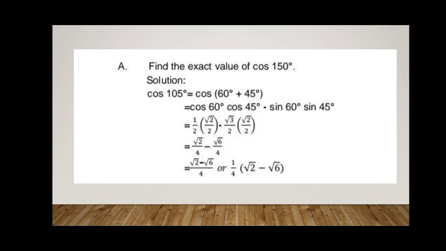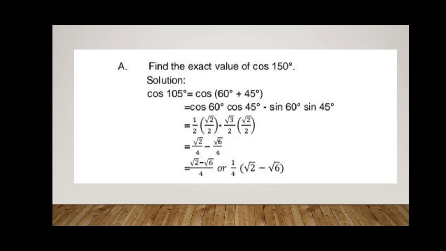Next, our value of cosine 60 degrees is 1/2. So you need to substitute. And our cosine 45 is square root of 2 over 2. And then minus sine 60, the value of which is square root of 3 over 2, and our sine 45 is square root of 2 over 2.